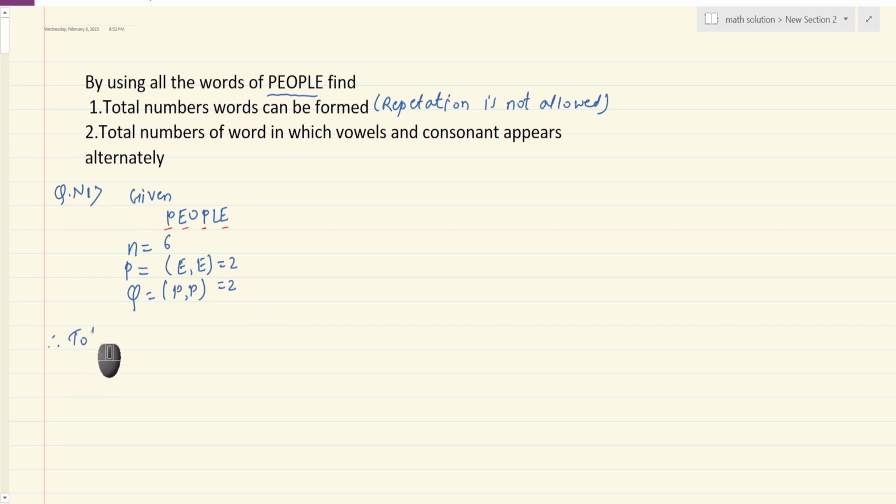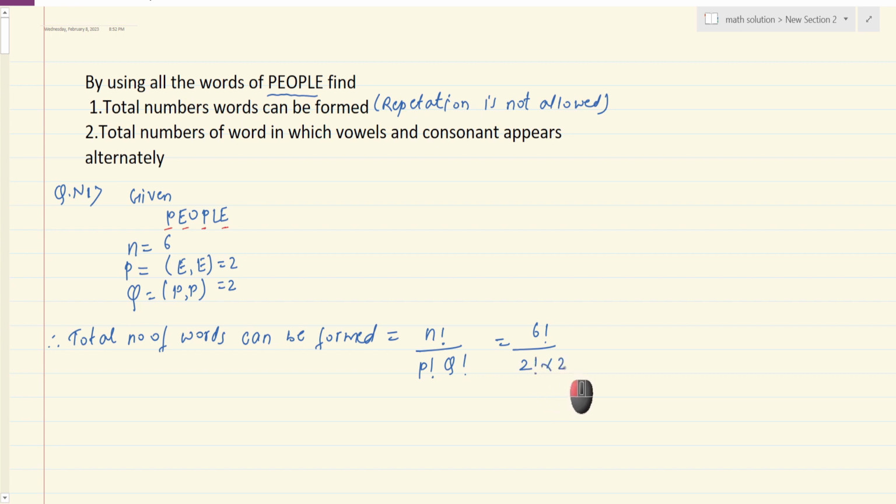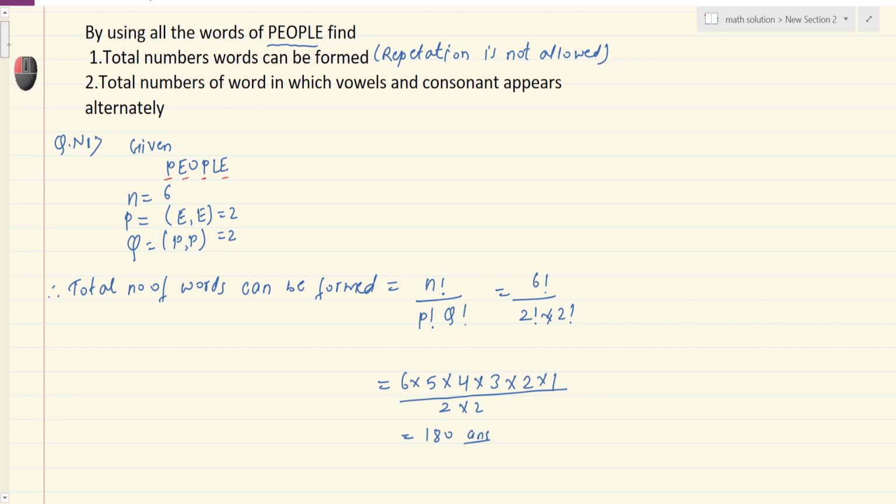Therefore, the total number of words that can be formed equals n factorial upon p factorial and q factorial and so on. That will be 6 factorial upon 2 factorial into 2 factorial. So it will be 6 into 5 into 4 into 3 into 2 into 1 upon 2 into 2. That's 180, which will be our answer. So you must remember this formula. In different cases we have to use different formulas. I have already posted one video on that, so you can watch it.